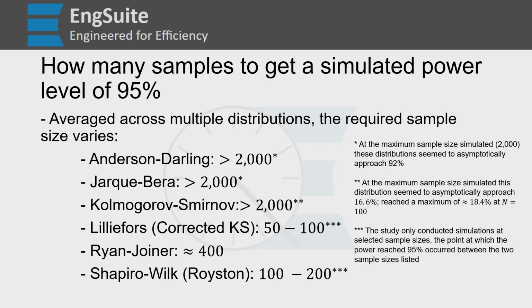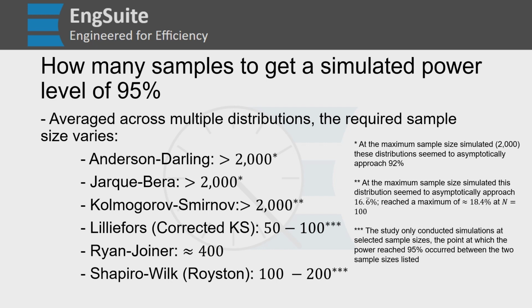Further studies will be needed in order to pare that down and get a more granular view of where that actually occurs. The Ryan-Joiner gets to 95% right around 400. At 400, it's at like 94%, so it's really close to 400. Close enough for an engineer.